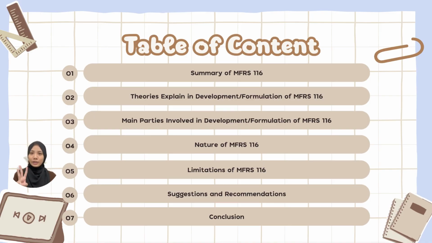So we explain three theories. The first one is normative accounting theories. The second one is positive accounting theory, and the third one is regulatory theory. So these theories show how fairness, real world behavior, and public interest influence the standard setting process.